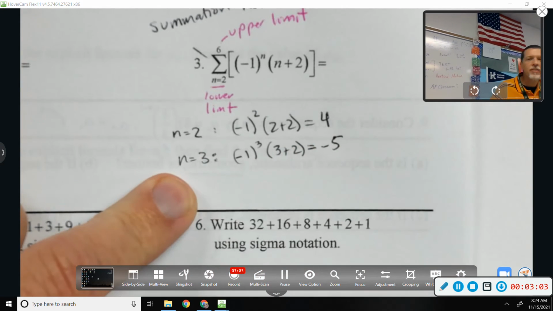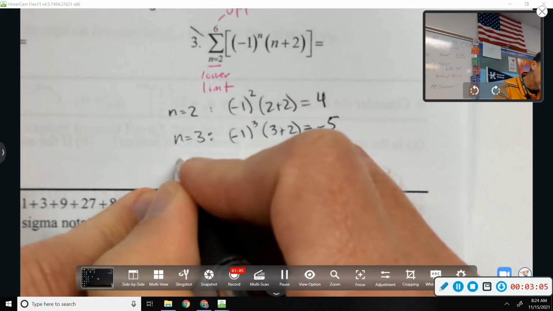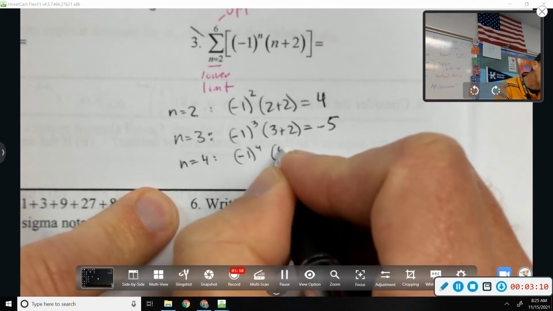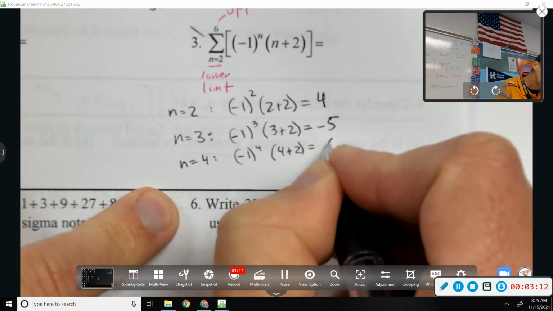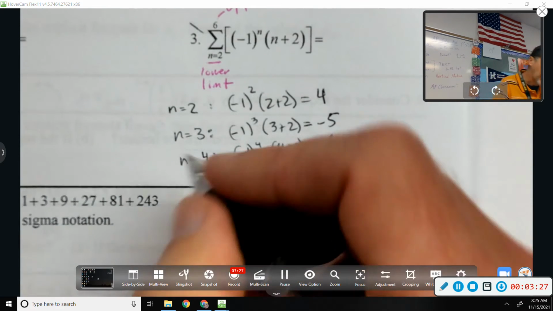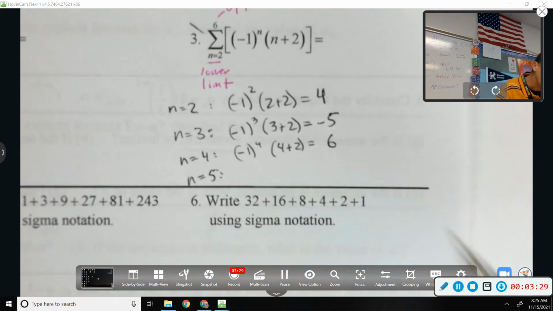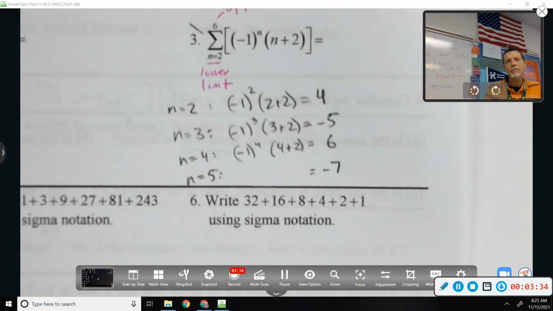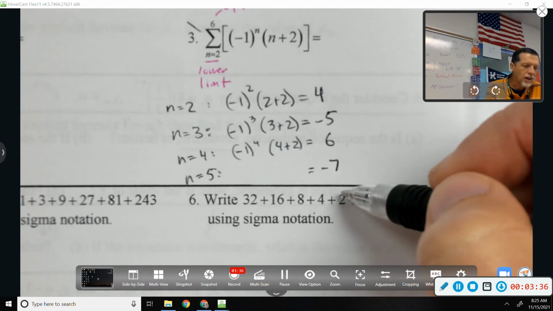So that's negative 5. So we need n equals 6. I mean, you can, right? We have to get to 6. Okay, so negative 1 to the 4th. 4 plus 2 is 6. Most times after you do 3 or 4 of them, you start to realize, oh, I see what the pattern is. Like, what if n equals 5? What's the answer going to be? Negative 7, without even plugging it in.